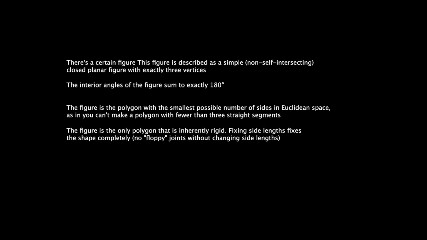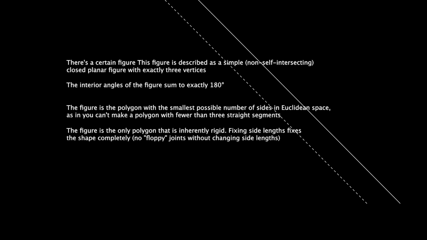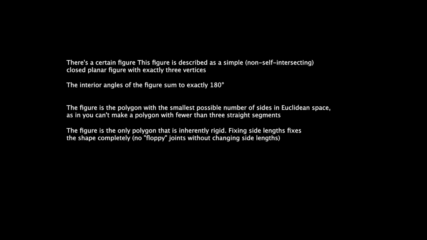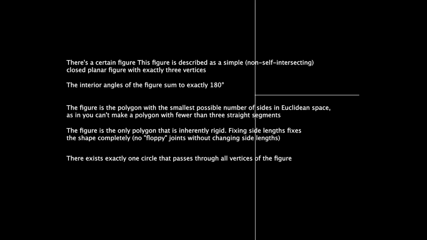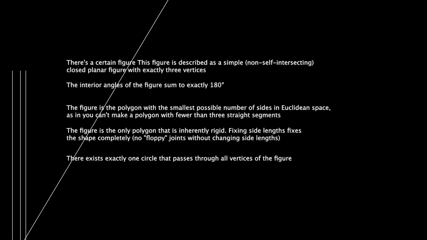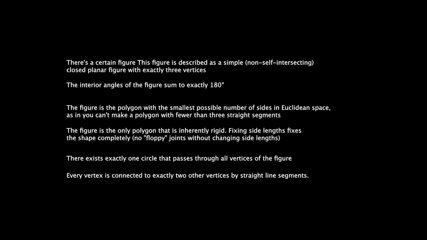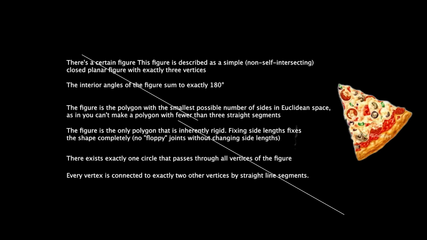The figure is the only polygon that is inherently rigid. Fixing side lengths fixes the shape completely, i.e., no floppy joints without changing side lengths. There exists exactly 1 circle that passes through all vertices of the figure. Every vertex is connected to exactly 2 other vertices by straight line segments. Your immediate impression would be, this is a triangle.